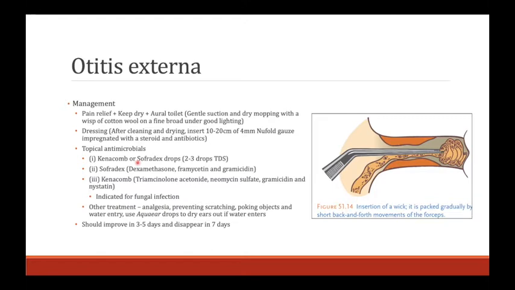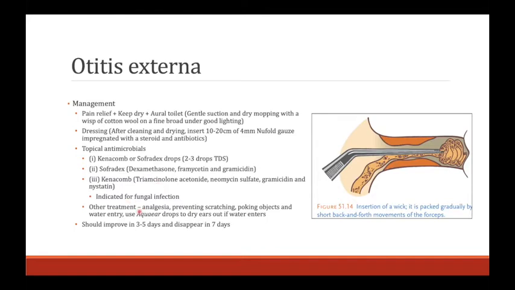So in terms of more medical treatment, Sofradex is one of the gold standards of treatment for this particular condition. And Sofradex is the brand name for dexamethasone, framycetin, and gramicidin drops. So it's essentially a combination of steroids and antibiotic drops. For more sort of fungal infections, Kenacomb is another medication that can be used. And the antifungal in this is the first one, triamcinolone acetonide.